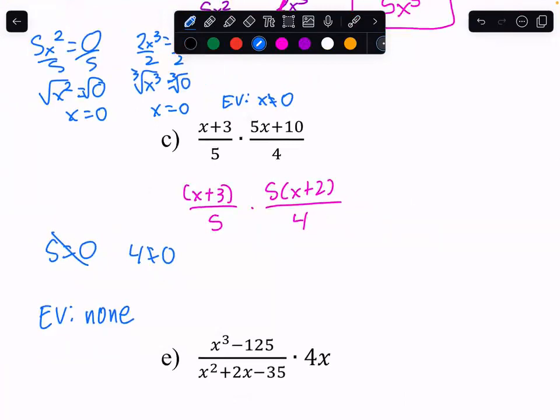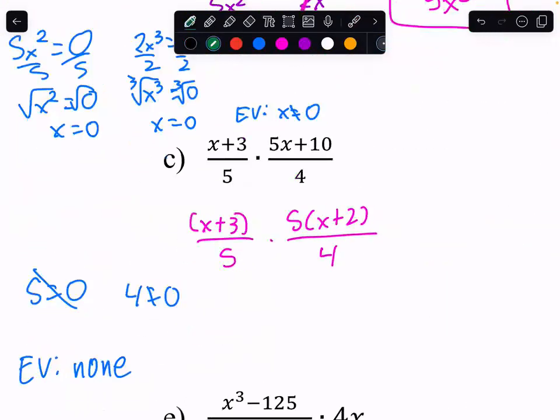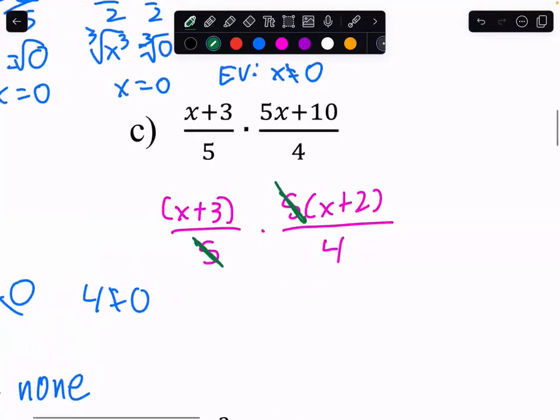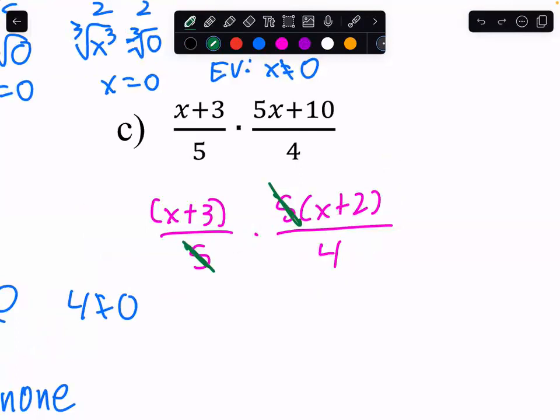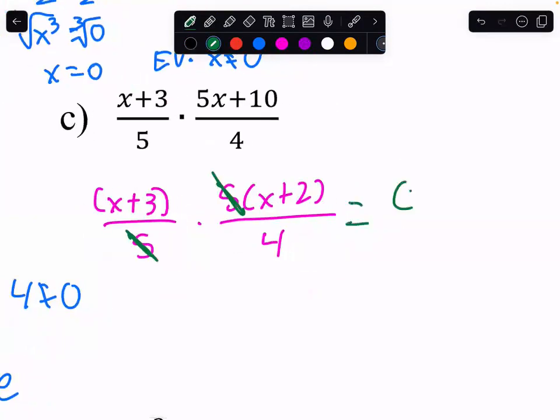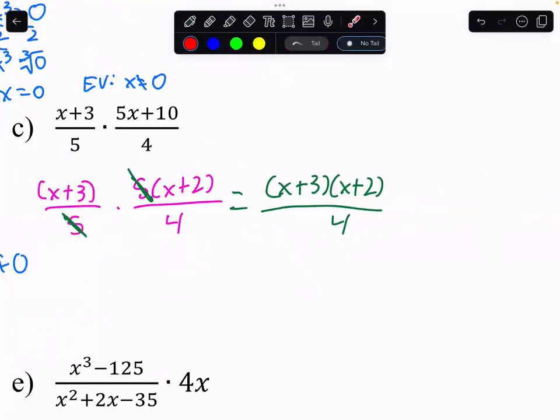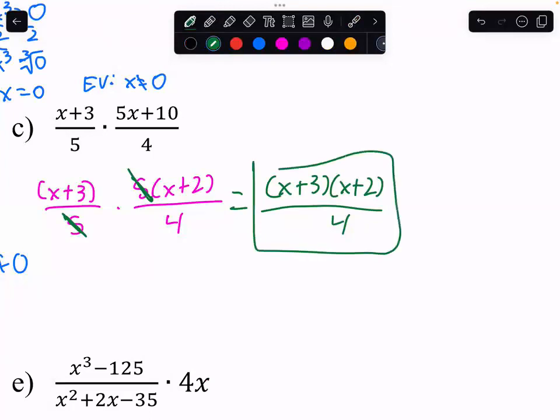Okay, so now next step is to reduce. What color is that? Green. So 5 up here is a factor. It multiplies this parentheses, it multiplies that parentheses, and this 5 multiplies this. Both 5s are factors, so we're allowed to reduce them away. You cannot reduce the 2 and the 4 because the 2 does not multiply the x, it gets added to it. So we're left with quantity x plus 3 times quantity x plus 2 all over 4. Some of you I saw multiplied this out. You got x squared plus 5x plus 6. That's fine, you could do that. I'll just leave it factored.